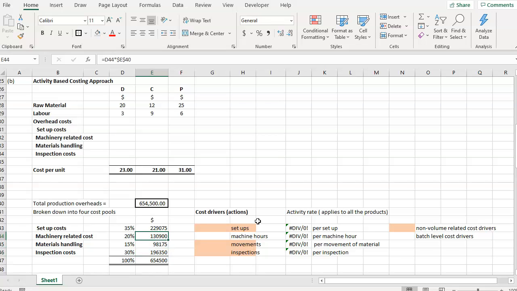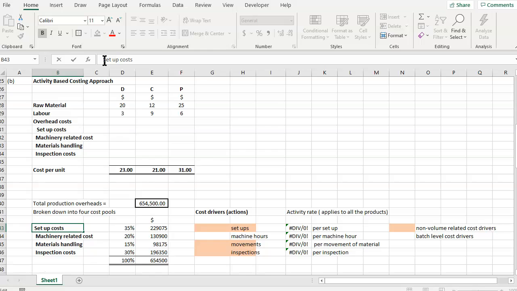So there's an automatic calculation. So it means therefore that the $654,500 of production overheads has now been broken down into cost pools. Look at the phrase, cost pools. So these 4 cost pools are so described because all the costs that fall, for example, under setup costs, there may be 6, 7 different costs that make up setup costs. They are all connected because they have what is called the same cost driver.